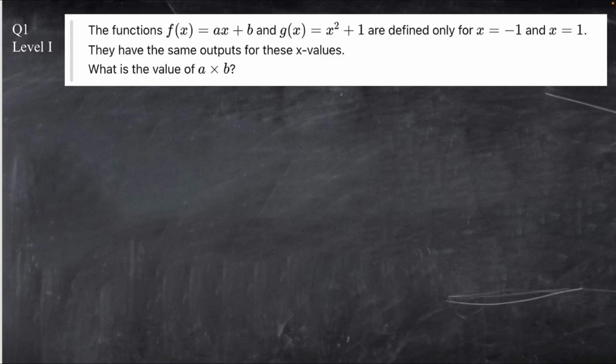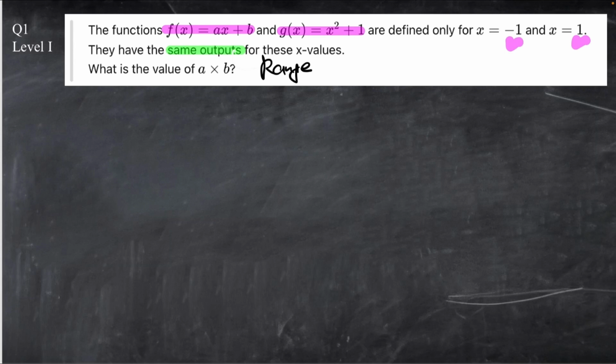1. There are functions f of x and g of x. However, f of x and g of x have the same domain, which is -1 and 1. And it says that they have the same outputs for this domain. In other words, the range of f of x and the range of g of x are exactly the same. Based on this condition, we are asked to find a and b.